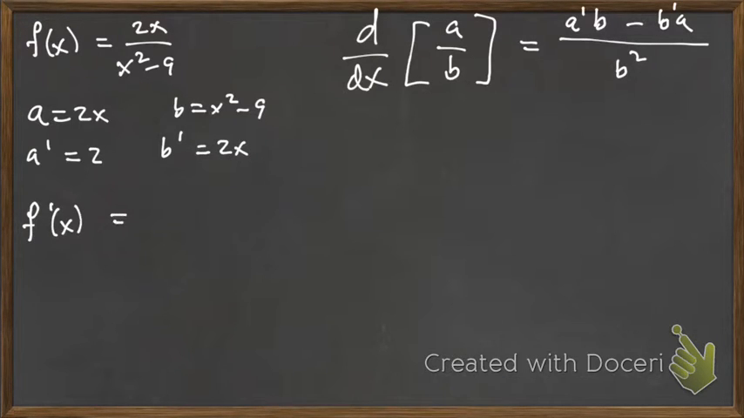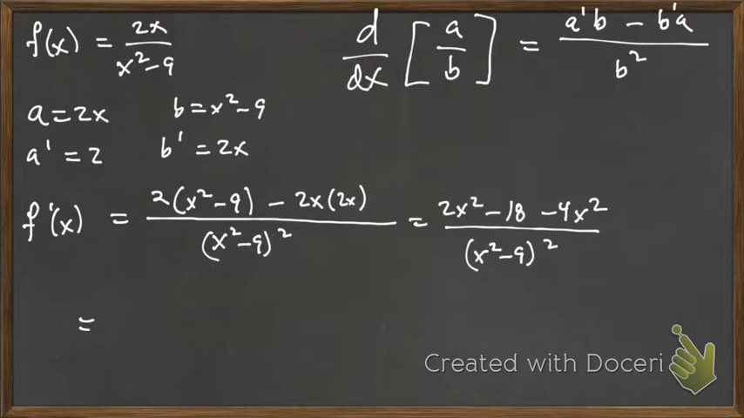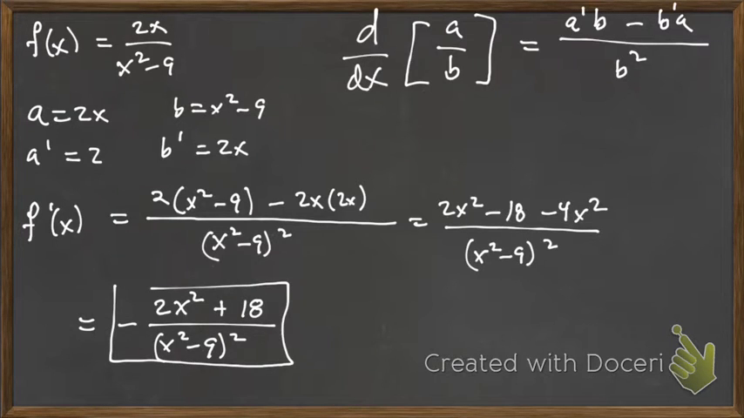So f prime of x will be A prime B minus B prime A all over B squared, and we'll go ahead and work that out. So we have 2x squared minus 18 minus 4x squared all over the denominator. Typically we want to leave the denominator alone, and we arrive at minus 2x squared plus 18 over x squared minus 9 squared. And actually I have the minus on the outside, so that applies to both the 2x squared and 18, which will turn them negative. Okay, so pretty basic.